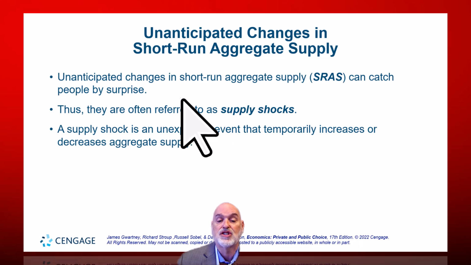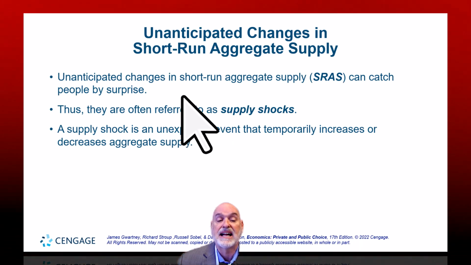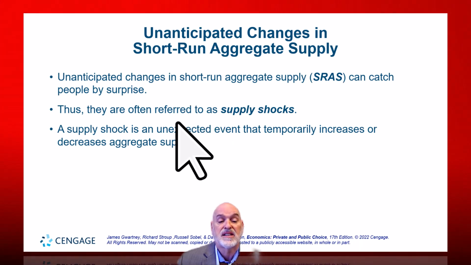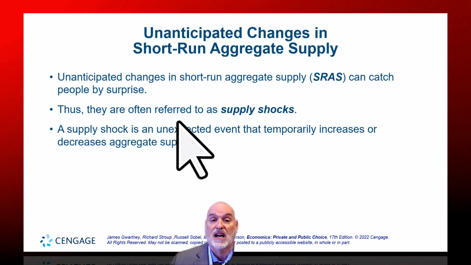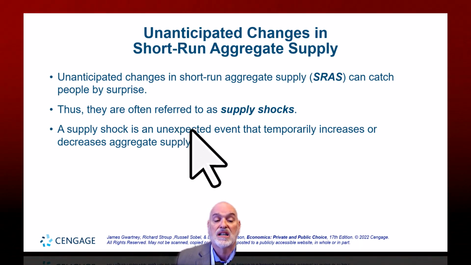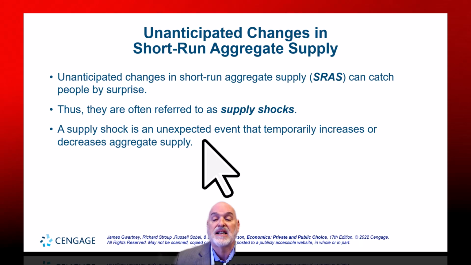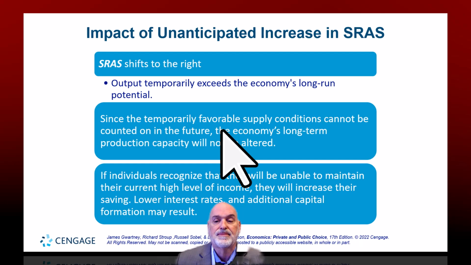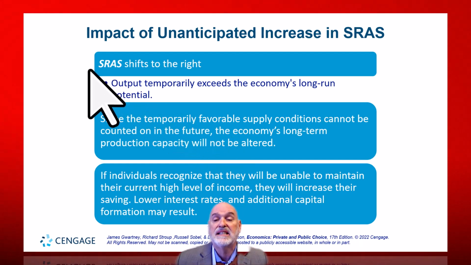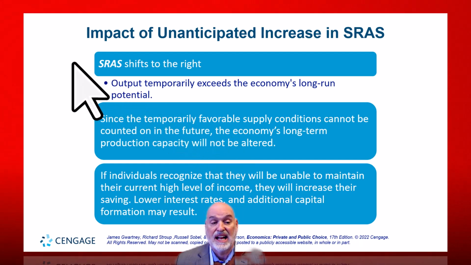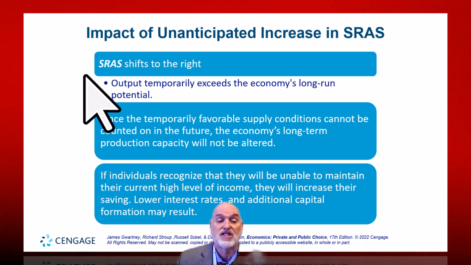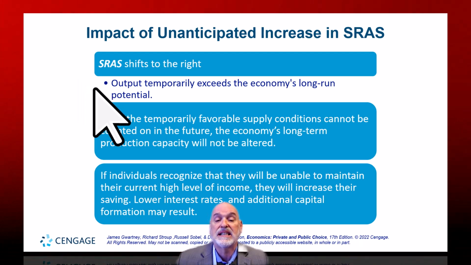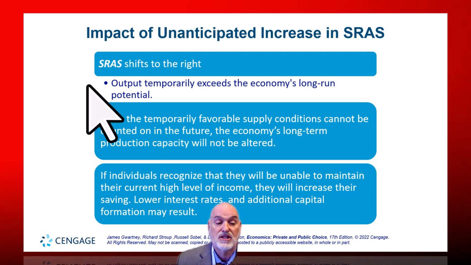Unanticipated changes in short-run aggregate supply can catch people by surprise. Thus, they are often referred to as supply shocks. A supply shock is an unexpected event that temporarily increases or decreases aggregate supply. The impact of unanticipated increases in SRAS. As SRAS shifts to the right, output temporarily exceeds the economy's long-run potential.